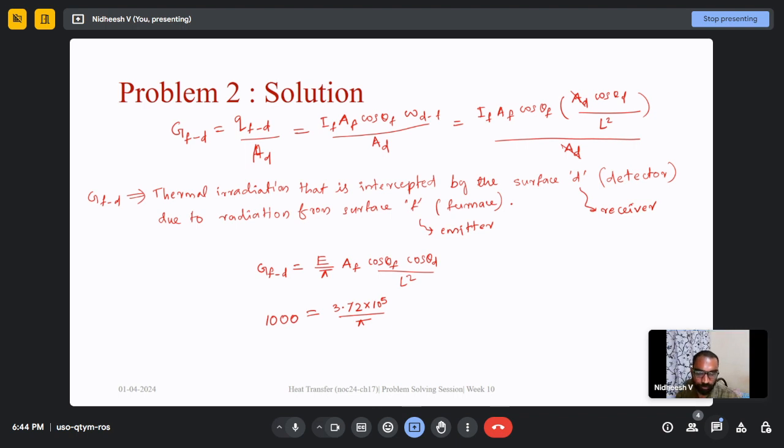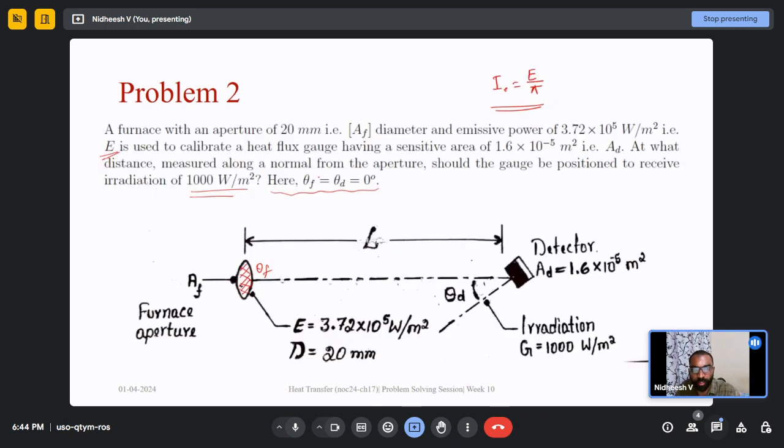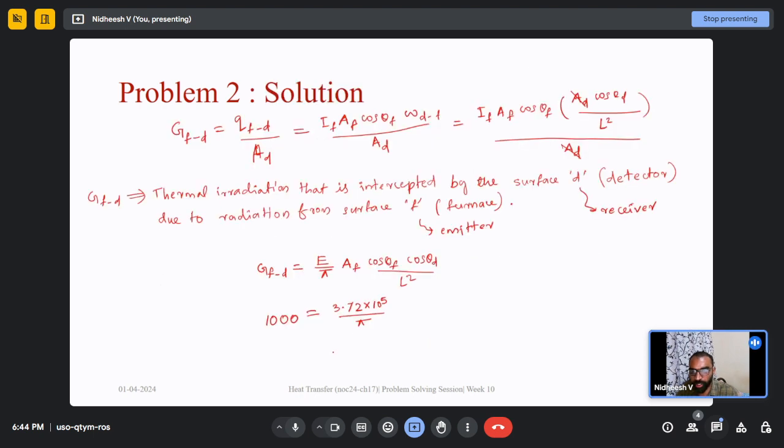Area is given in the problem. Area of furnace, where is it? Diameter is given to us, so we can calculate the area of the furnace. Sir, the sensitive area is 1.6 times 10 to the power minus 5 meter square. That is not the furnace, right? That is the detector. The area of the furnace would be pi d square, where d is 20 mm.